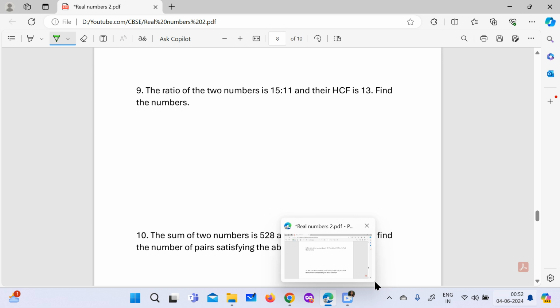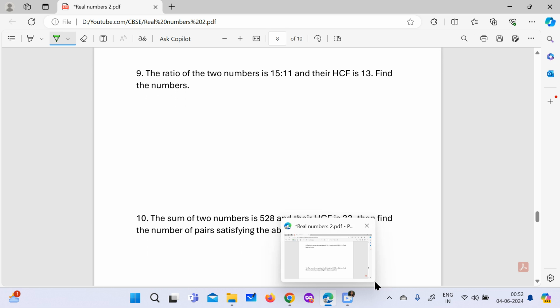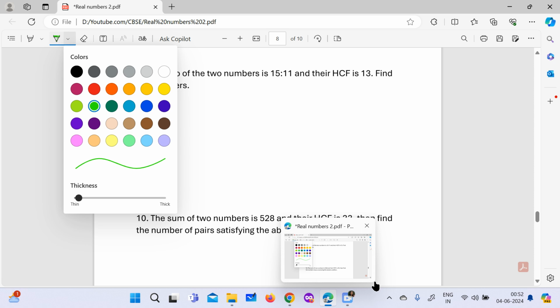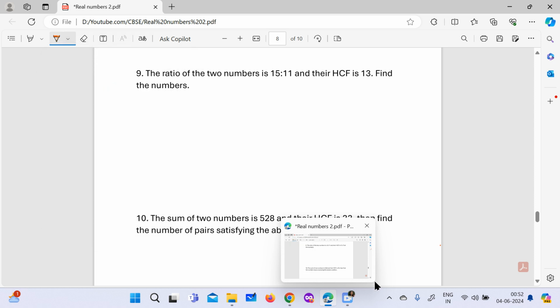Now, this is another general type of question where many students make mistakes. So it's better to know. The ratio of the two numbers is 15 is to 11. So here the ratio of the numbers is given and their HCF is 13. Find the numbers.